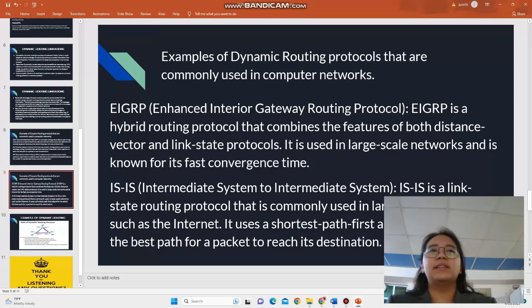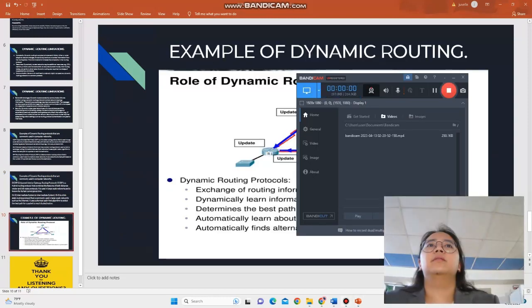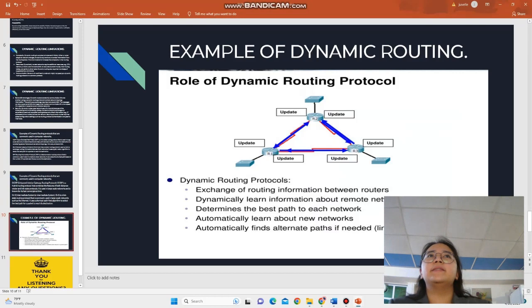And then the last one is IS-IS, Intermediate System to Intermediate System. So this is my example of dynamic routing. So, the role of dynamic routing protocols, like that.